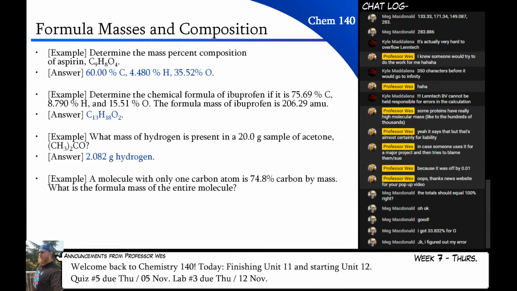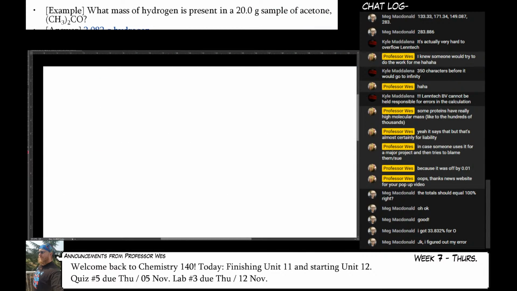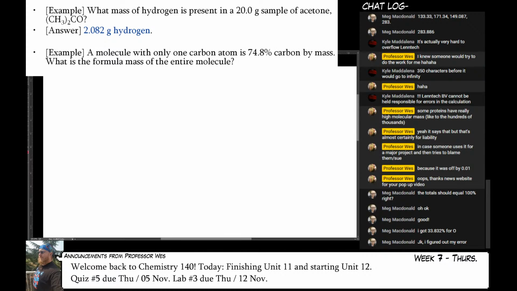A molecule with only 1 carbon atom is 74.8% carbon. How much does the entire molecule weigh? And so what this is asking us to do is figure out the molar mass, the formula mass, of the entire molecule with little other information.